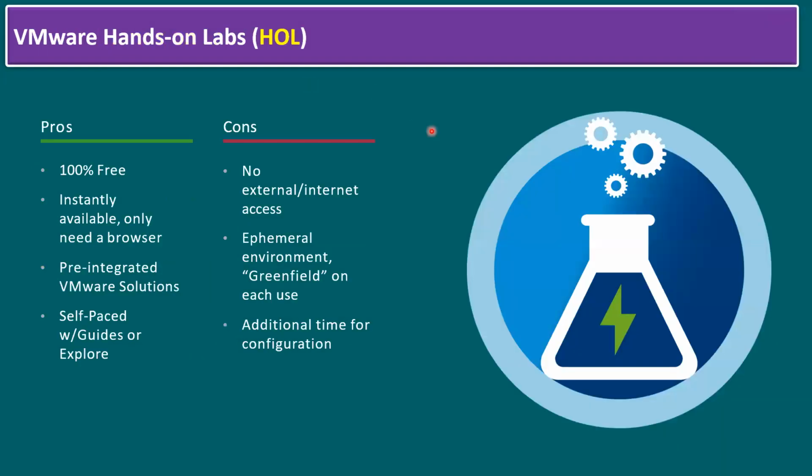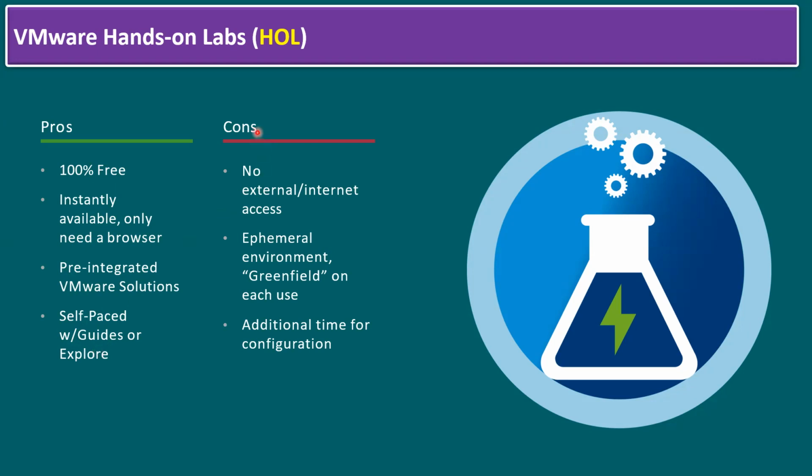So Hands-on Labs, it's a direct VMware official website. Even in Google, if you type VMware Hands-on Labs, it will redirect to the HOL website. And it has some pros and cons. So pros means it's 100% free. We just register with an account and then you can start doing your labs. Whatever the VMware product you are interested in, like VMware ESXi, vCenter, VCF, any of the products, you can just practice using Hands-on Labs. And instantly available, only need a browser and internet connection. And pre-integrated VMware solution and self-paced with guides or explore. Even there are lab guides available, step-by-step instructions that we can follow.